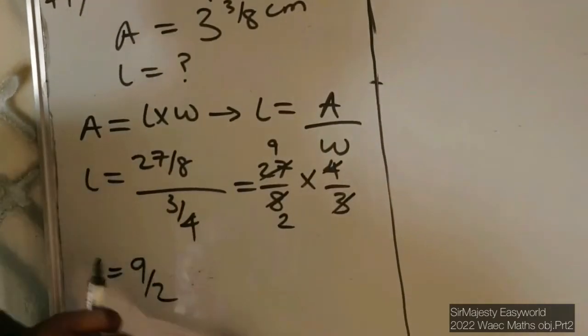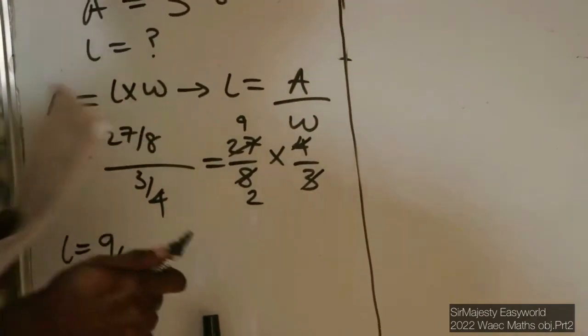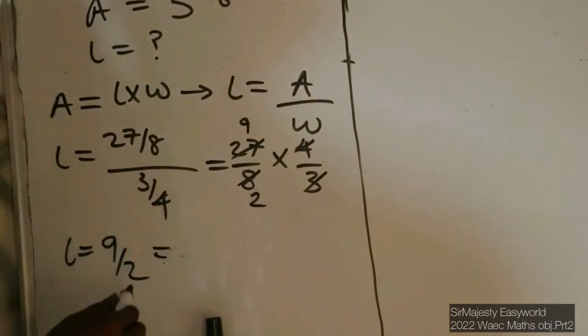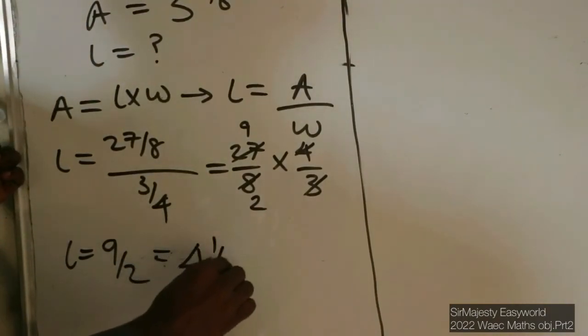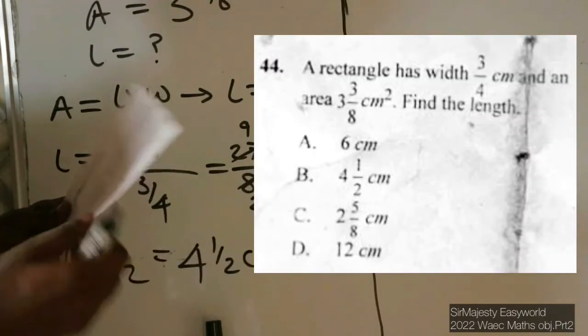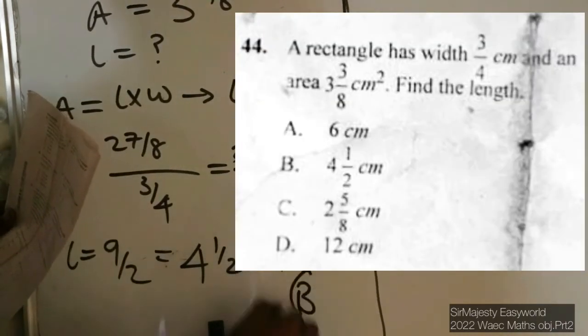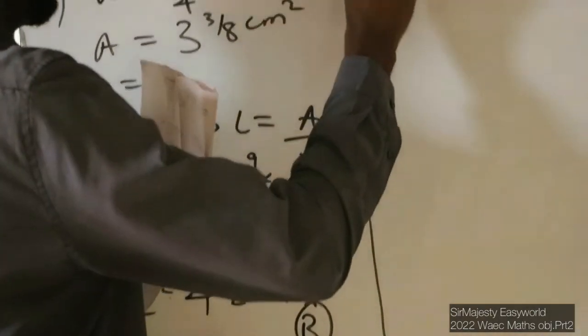Do we have 9/2 in the options? Nope. But we have something of a mixed fraction. 9/2 is going to be the same thing as 4 whole number 1/2 centimeter. Is that in the options? Yes, that is option B. Now we move on to the next question.